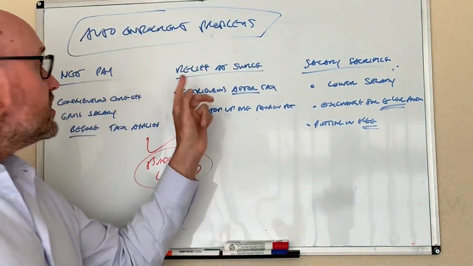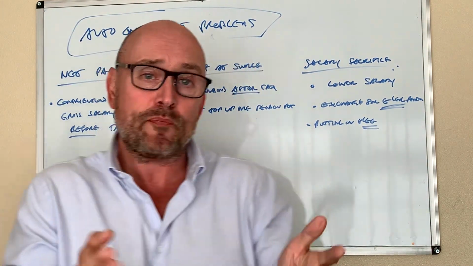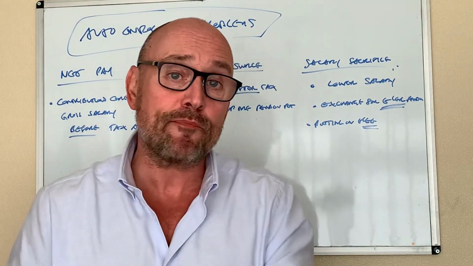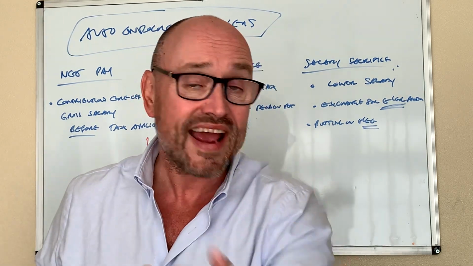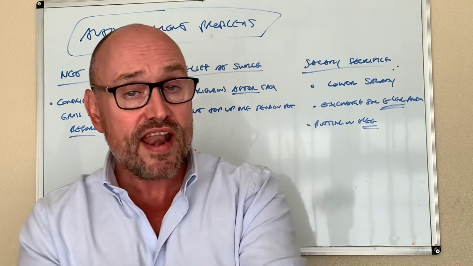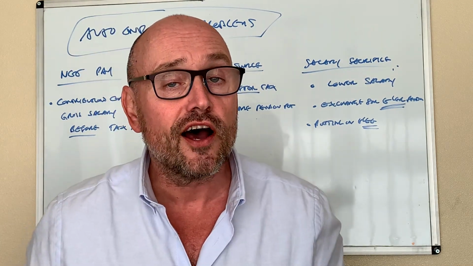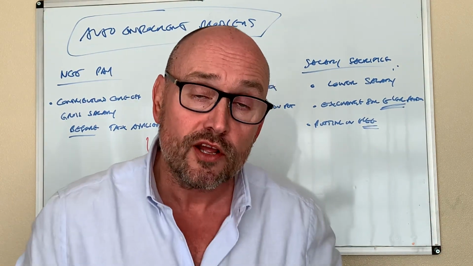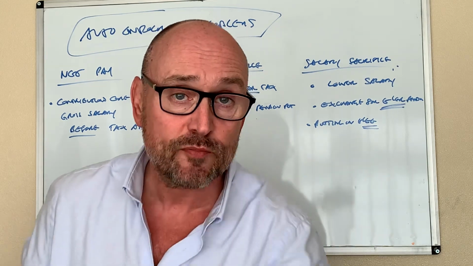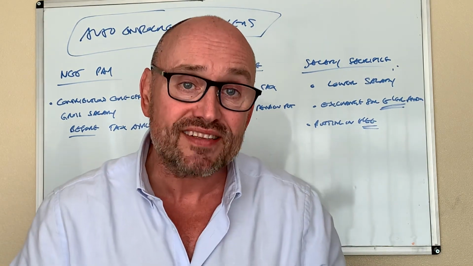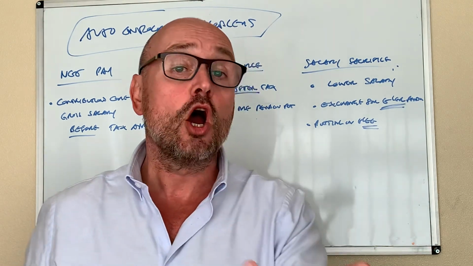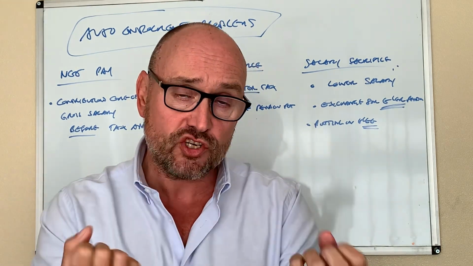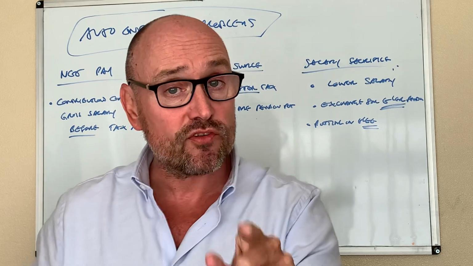The second one is called relief at source, and that basically works as follows: the deduction happens after your tax has been deducted. So from your net pay, you then knock off contributions to the pension provider, which get paid across, and then the government top up the pension fund by 20%. And if you're a higher rate taxpayer, you then claim another 20% back on your tax return. So two completely different ways of operating pension contributions, deductions, and particularly how the tax relief works.